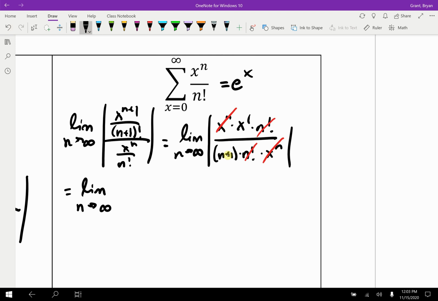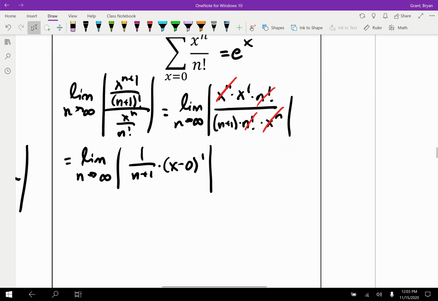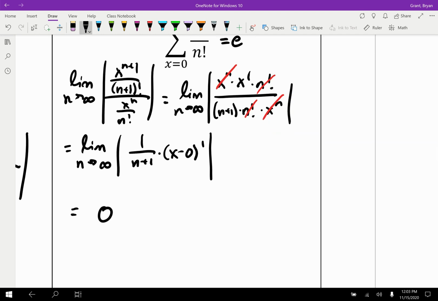The limit as n approaches infinity. We have 1 over n plus 1 times, and this is x to the first. I actually like to rewrite that as x minus 0 to the first, because if you get in the habit of always writing this piece at the end, it really helps you see what the center of your series is. This is centered at 0. All right, n is going to be infinitely large, but 1 over something infinitely large is just 0. And since x has to be a specific value, 0 times a specific value is 0. So for any x value, this becomes 0.